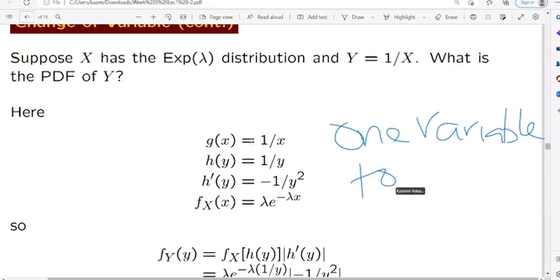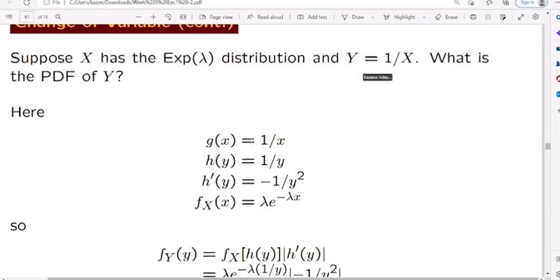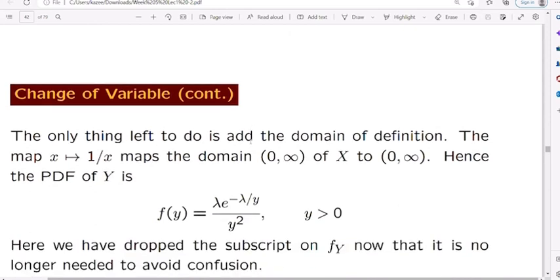So one variable, it's like going from x to y. We could have a situation where we go from two variables to two variables. In that situation, the Jacobian is going to be a matrix. But right now, the Jacobian is not a matrix. I'm still going to walk you through the example.